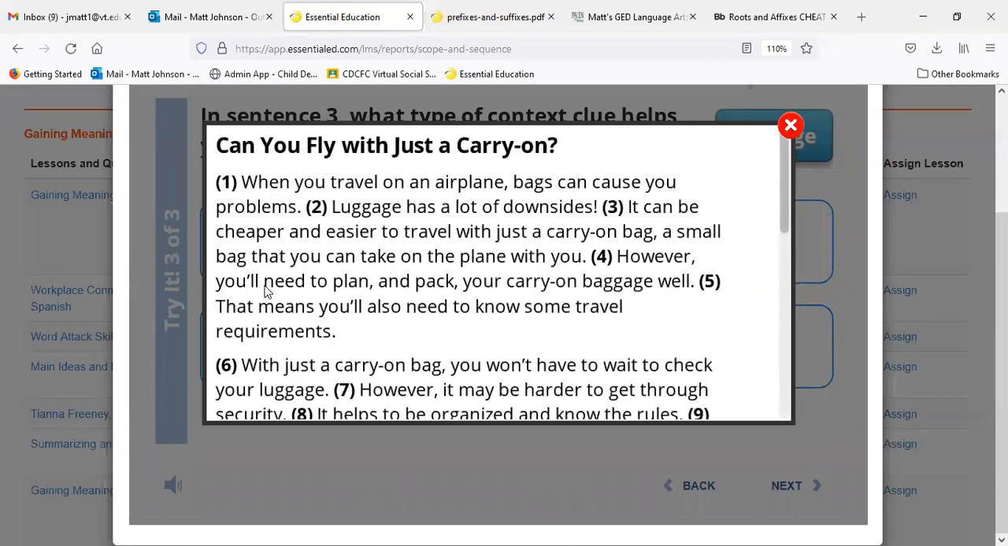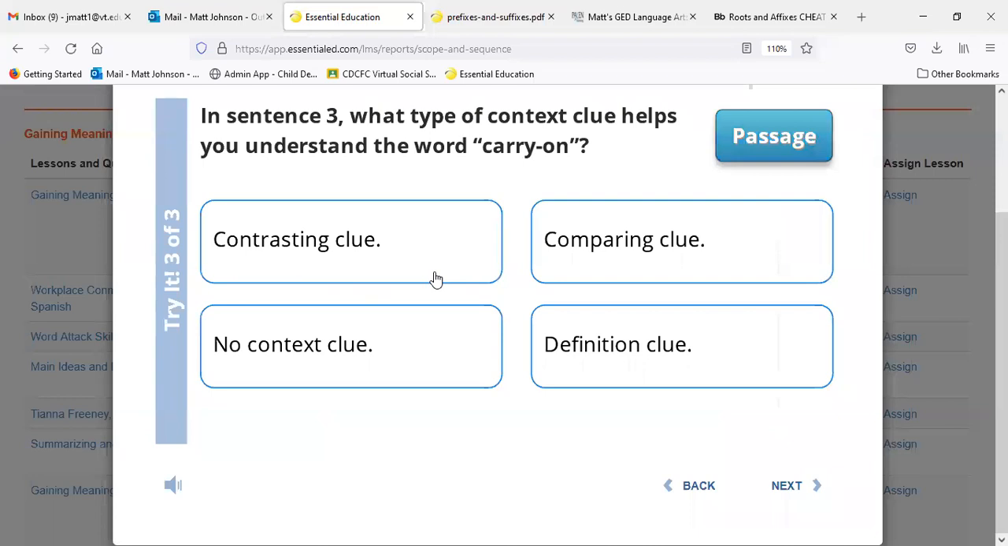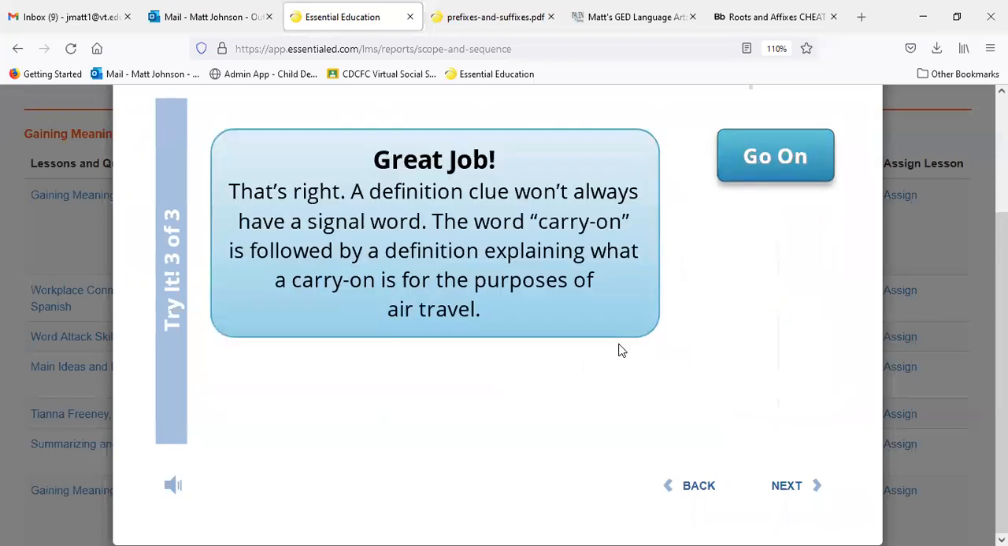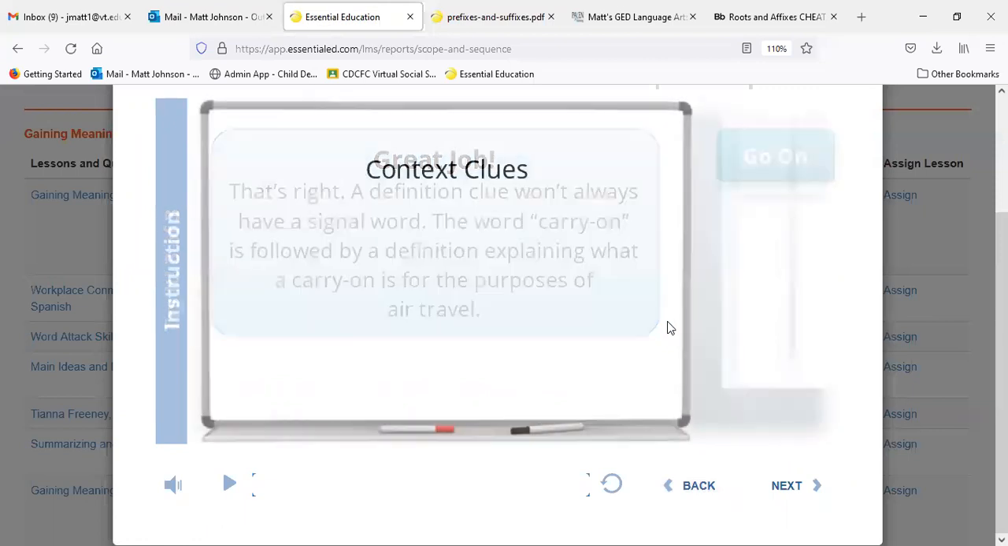So it can be cheaper and easier to travel with just a carry-on bag, a small bag that you can take on the plane with you. So that's the clue. So it's a definition clue. Great job. That's right. A definition clue won't always have a signal word.